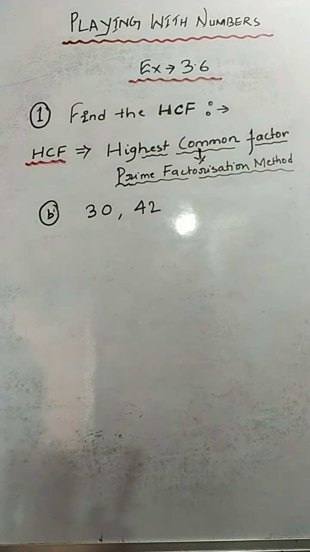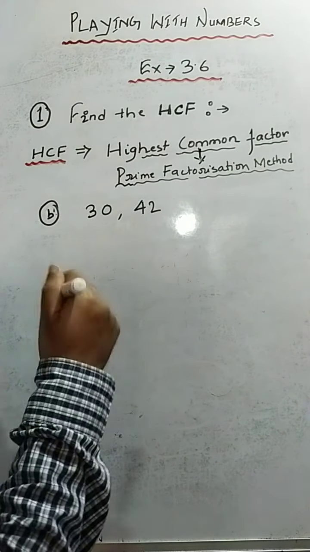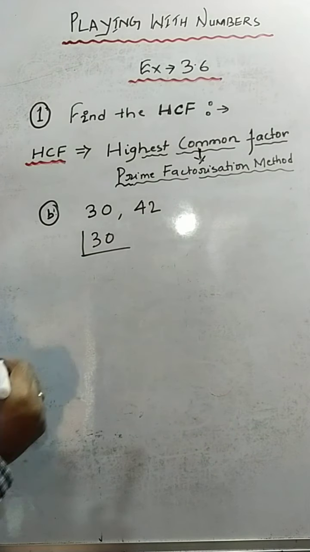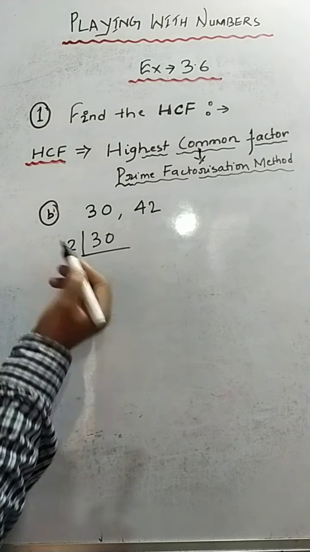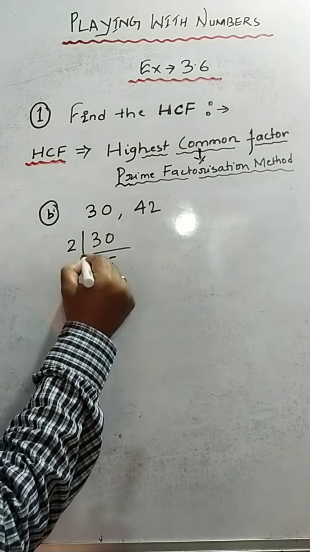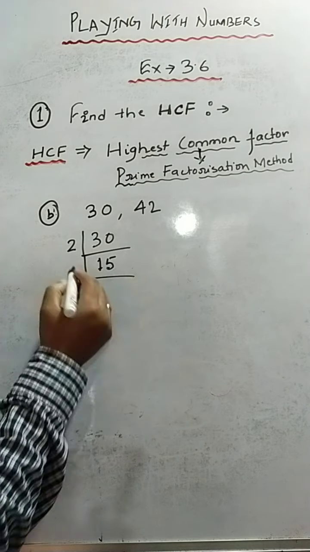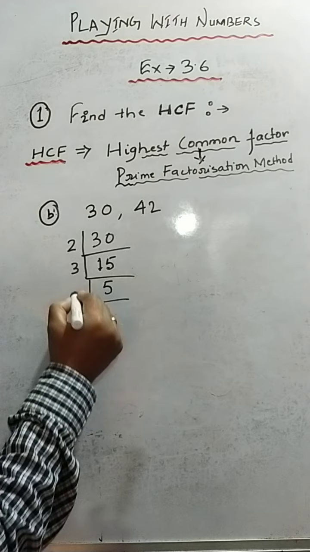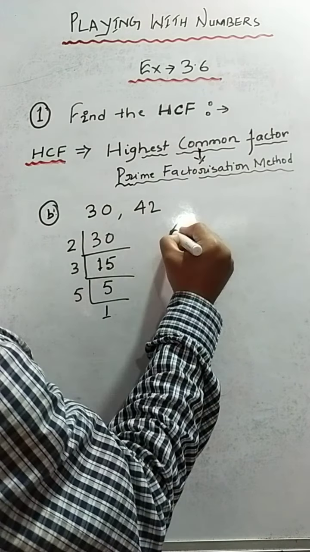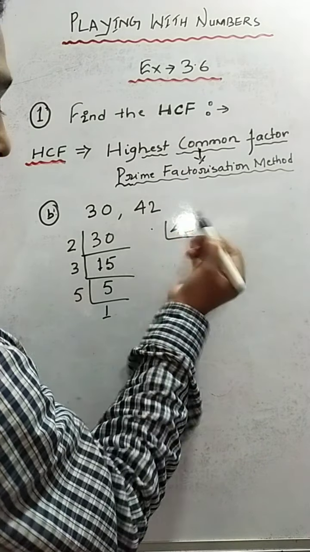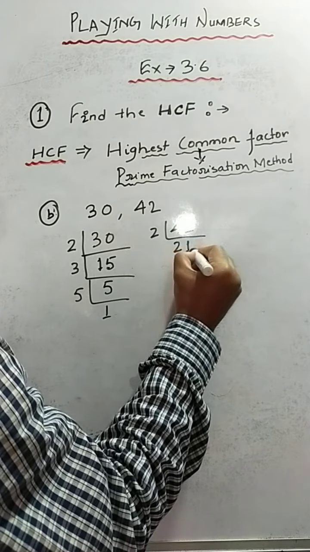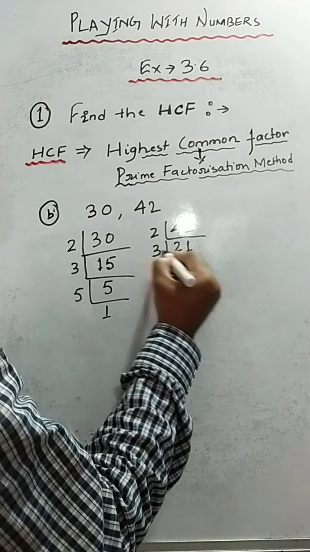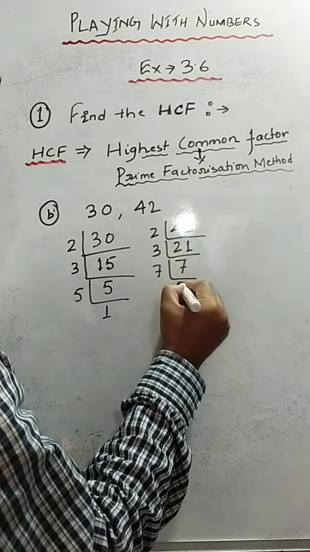Sum number B, we have 30 and 42. So again we'll do the prime factorization of number 30. So 30 is divisible by 2. So 2 fifteens are 30. 15 is no more divisible by 2. Then it is divisible by 3. Then 3 fives are 15. 5 ones are 5. Now 42. It is divisible by 2. So 21. Now it's not divisible by 2, but it is divisible by 3. 3 sevens are 21, 7 ones are 7.